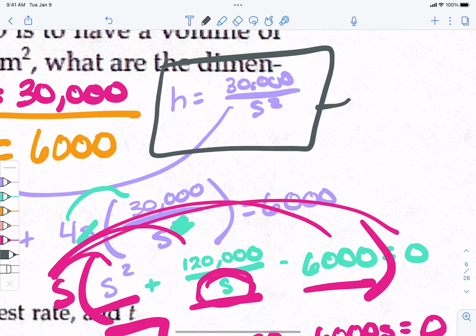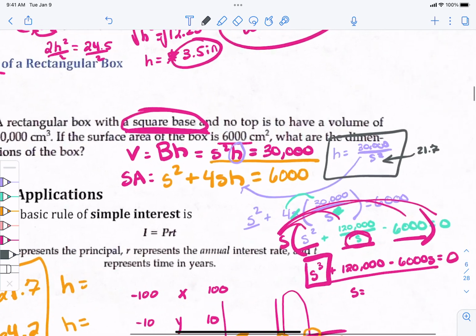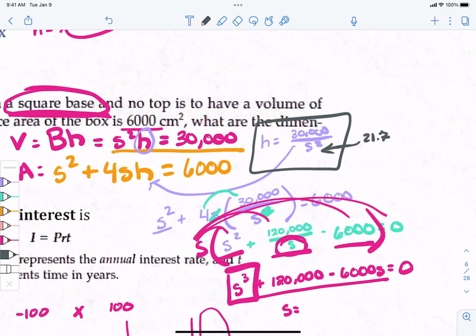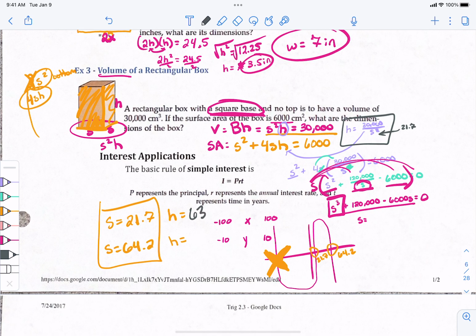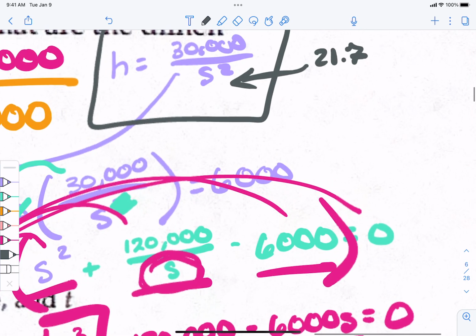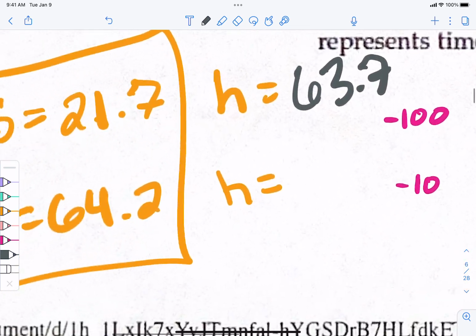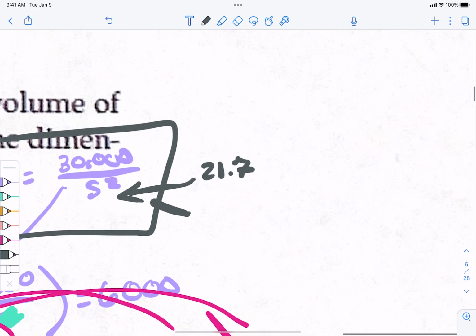Okay, so let's plug in 21.7 in there first. Somebody do that. I'm not going to get the calculator back out. Somebody take 3,000 divided by 21.7 squared. Is that 30,000? Do that really quick. 30,000 divided by 21.7 squared. It's approximately 63.7. Okay, now plug in instead 64.2. We're solving for H.